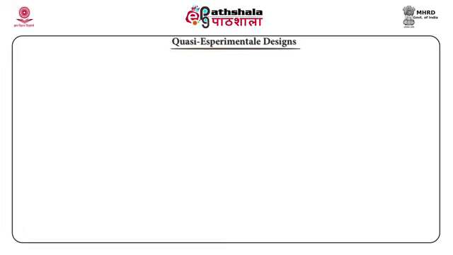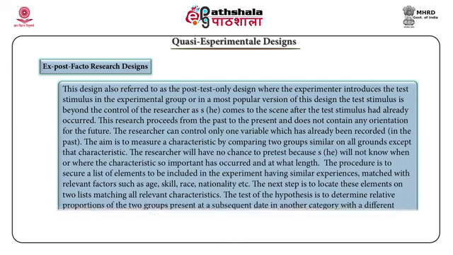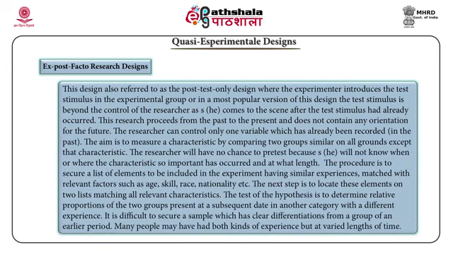Quasi-experimental designs can be of two types: ex post facto research designs and one group post-test only design. Ex post facto research design, also referred to as the post-test only design, is where the experimenter introduces the test stimulus in the experimental group, or in a most popular version of this design, the test stimulus is beyond the control of the researcher, as he or she comes to the scene after the test stimulus has already occurred. This research proceeds from the past to the present and does not contain any orientation for the future.